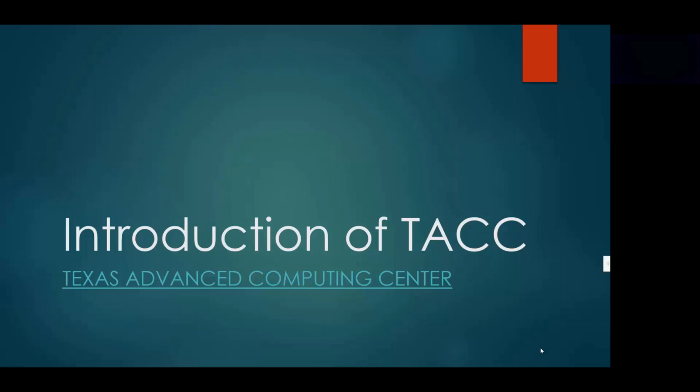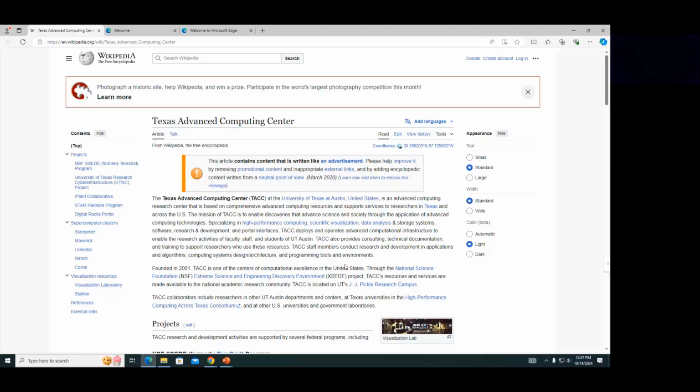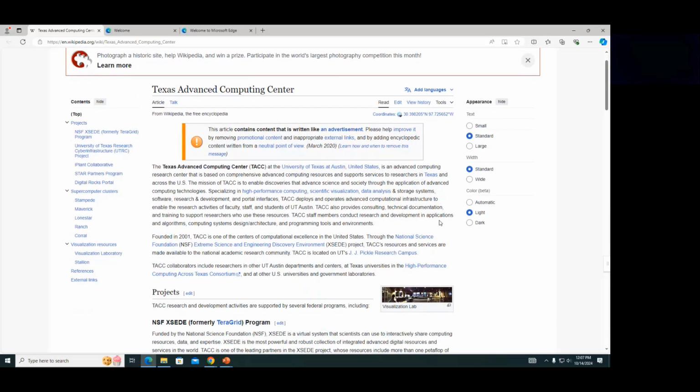First of all, what is the TACC? TACC stands for Texas Advanced Computing Center. This is from Wikipedia, where they introduced the Texas Advanced Computing Center. It's located at UT Austin. What I want you to know is that it was founded in 2001.